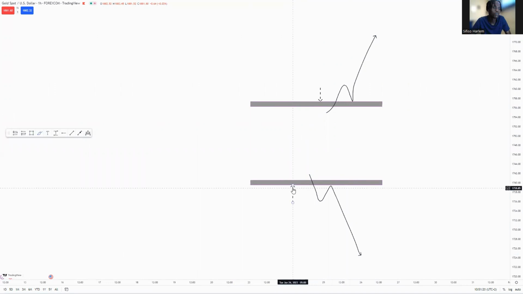So when I say we buy support, we obviously trade above support. When we're trading above support, we anticipate reversals to the upside. When we're trading below resistance, we anticipate continuations or reversals to the downside. Until we get a break of resistance, we start buying above resistance. Until we get a break of support, we start selling below support. You understand me?